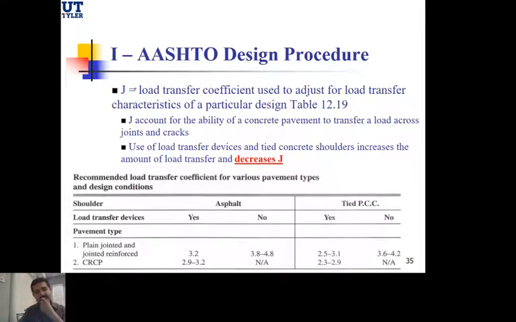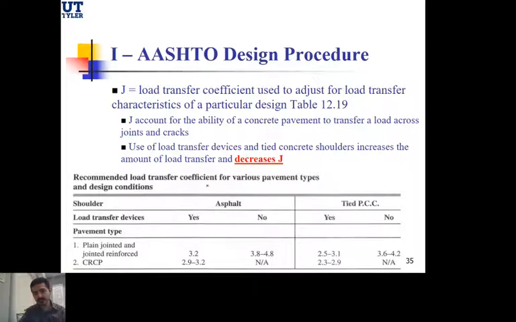J value, again, this is the load transfer coefficient that's used to adjust for the load transfer characteristics of a particular design, based on the ability of a concrete pavement to transfer the load across the joints and the cracks. So we use load transfer devices, such as tie bars, or we can tie the concrete shoulders, that will increase the amount of load transfer, and of course that will decrease the J. So the lower the J, the better the design in this case. So let's take a look at this table here.